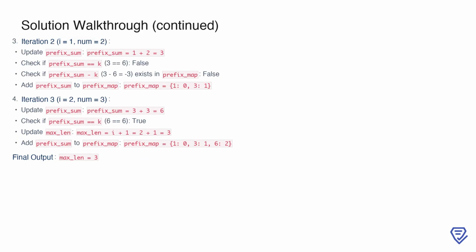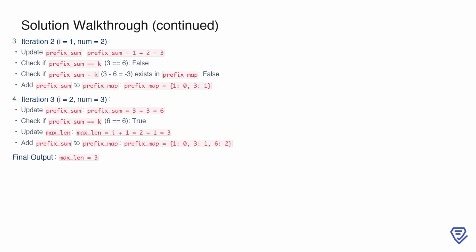In the second iteration, where i equals 1 and number equals 2, updating prefix_sum gives 3. This still does not equal k, and prefix_sum - k equals -3 is not in prefix_map. Thus, we add prefix_sum with its index to the map.